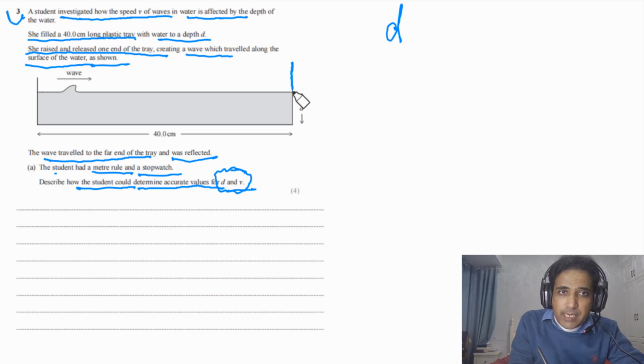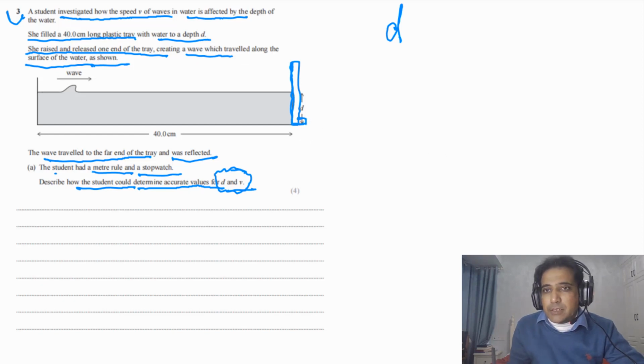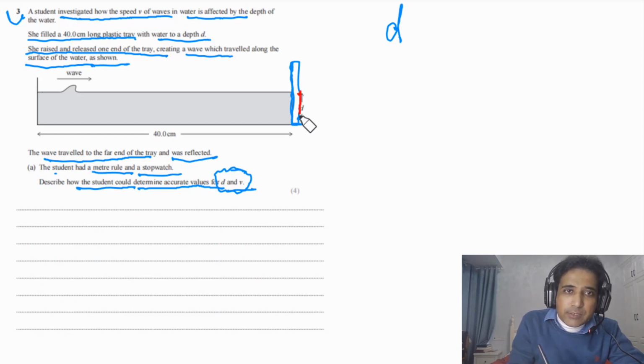So it means that if we place our meter rule here to find the value of d, this is our meter rule. When we place this one here, it has to be perpendicular to this tank, to this tray. This angle has to be 90 degrees. How can we make sure this angle is 90 degrees? For that purpose, we can use a set square. We can place our set square here and make sure the angle is 90 degrees.